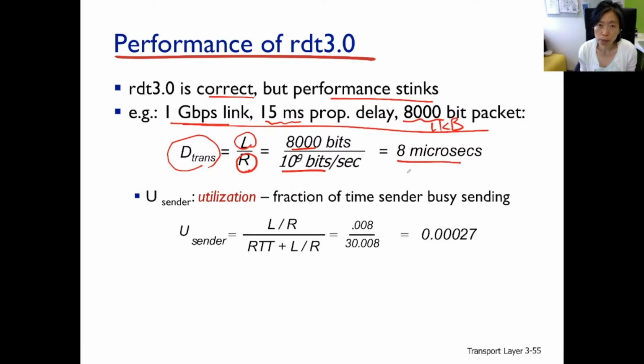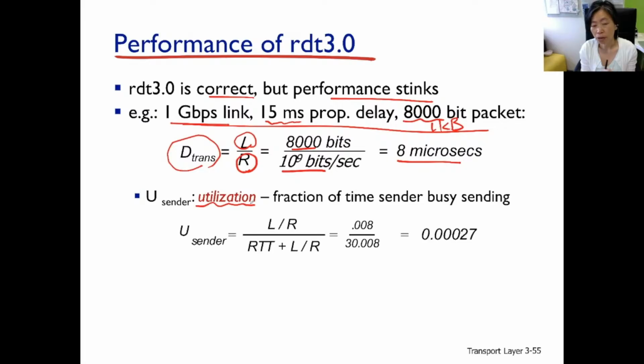Now, the performance we'll be looking at here is the utilization of the link between the sender and receiver. If this is high, that means the sender is actively sending all the time, so usually the throughput is going to be better. But if the utilization is low, the throughput is not going to get any better.